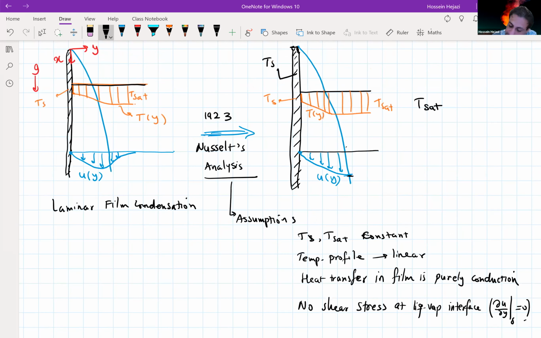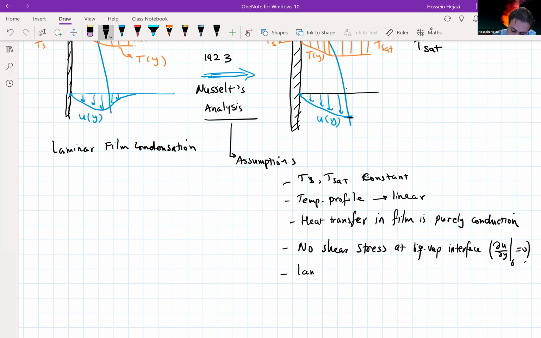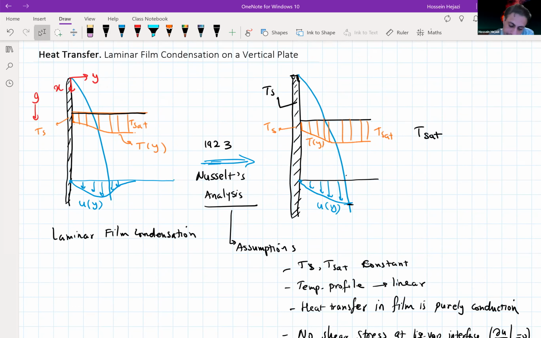So with these assumptions and constant properties, condensate flow is laminar. Okay, laminar. The other assumption was laminar flow and constant properties. Then he took a small element here in the system. So let's say we are looking at some delta x. So let's say this is the delta x.